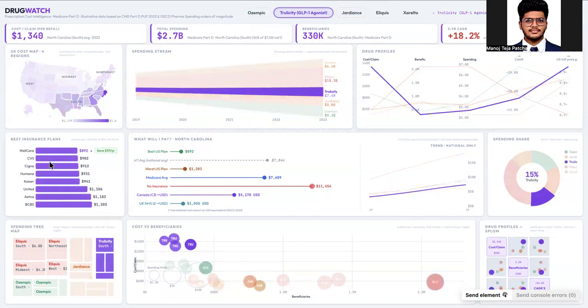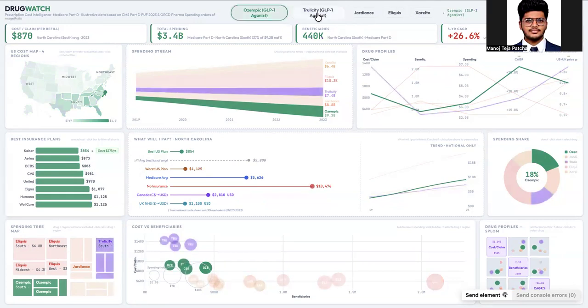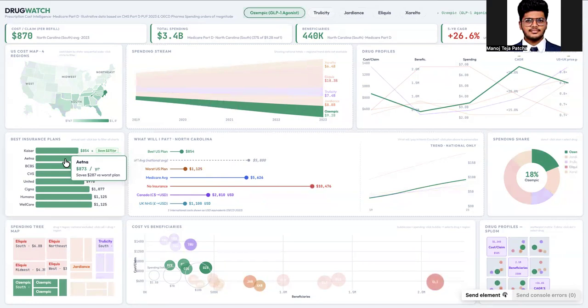And this is one of the best ones, the bench insurance plan. This is one of the most patient-centered things built in the dashboard and one of the most valuable, which saves a lot of money and keeps you from getting scammed. So this bar chart shows the annual cost for each of the insurance plans. For Ozempic, Kaiser is the best one, and you save $271 per year.